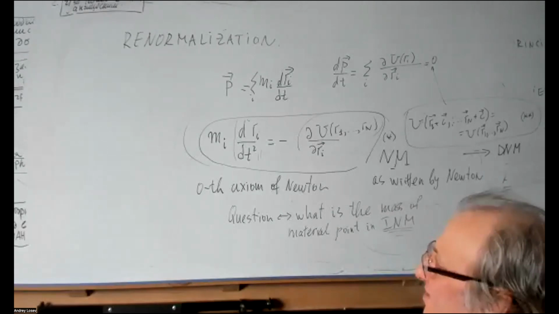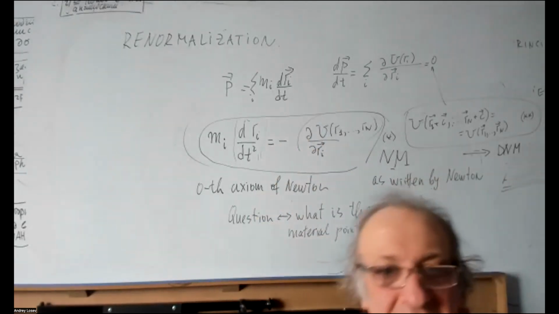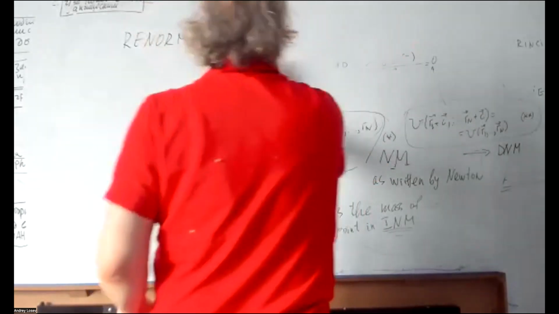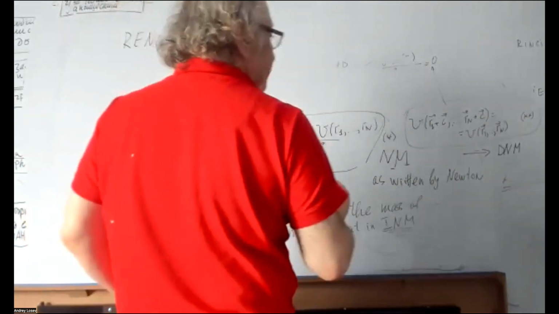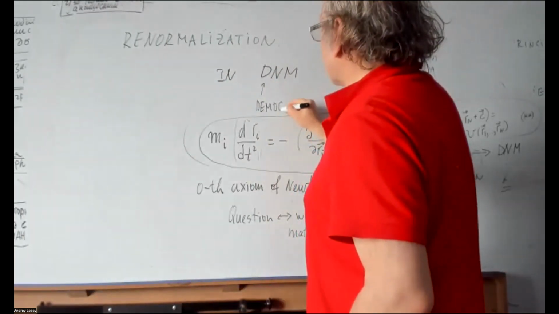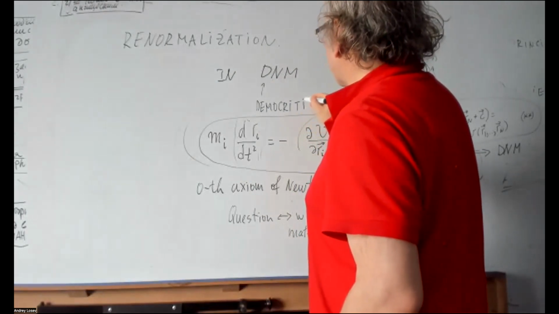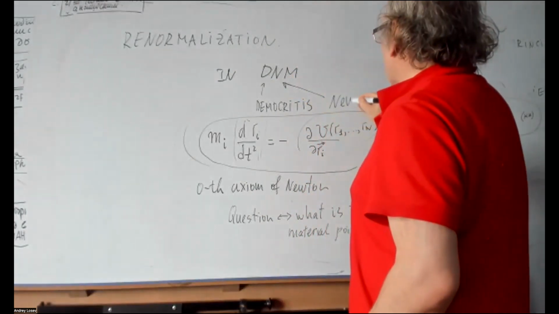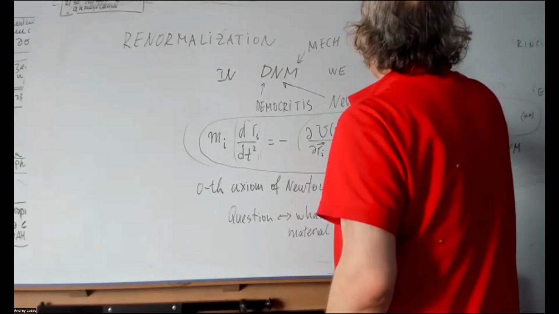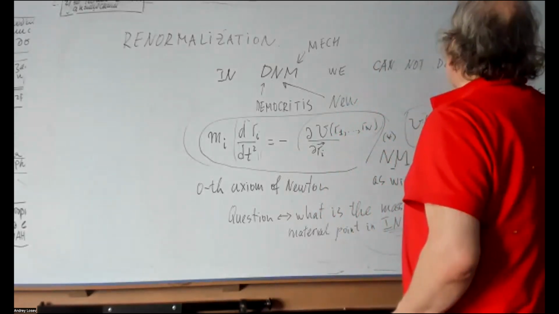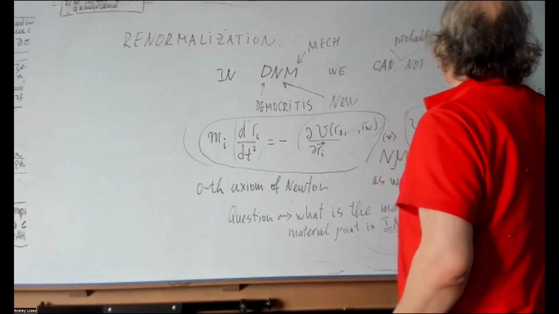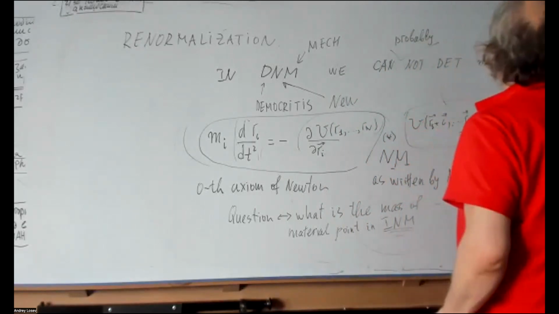So renormalization says, could we determine these masses from experiments? And the answer is that in Democritus-Newtonian mechanics, in DNM, we cannot determine m_i from experiment.